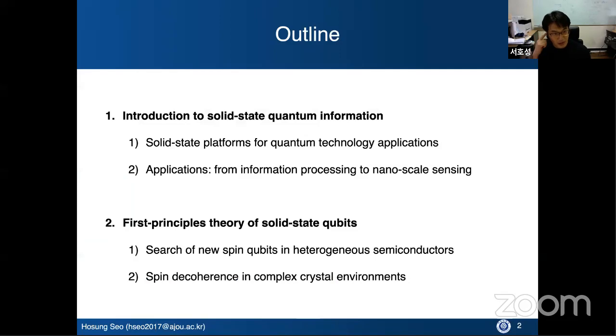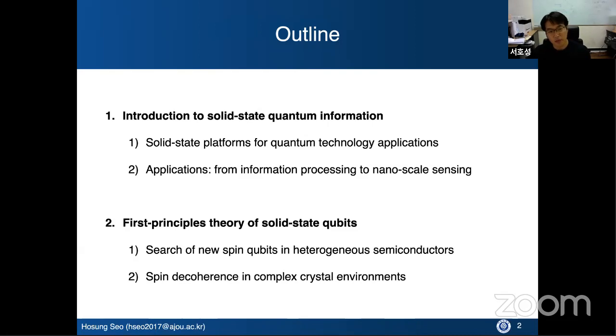So this is the outline of my talk. First, for about 20 minutes, I'm trying to give you some introduction to solid state quantum information with a focus on the hardware point of view. And then I will also discuss some basic applications from information processing to nanoscale quantum sensing using these solid state quantum bit systems. And then in the second part of my talk, I'd like to give you some idea about the research work which is going on in my research group.